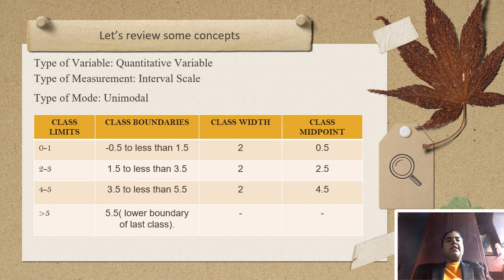So these are the class limits. We have given 4 options, and we have also shown class boundaries. Class width is the same; we have provided 2. For the last class, in the last row of the table, you can see we have not stated 2 numbers. We have only stated 1, which is above 5. So we cannot get the class boundaries. We can only get the lower boundary of the last class, so we cannot find the class width and the class midpoint for that.